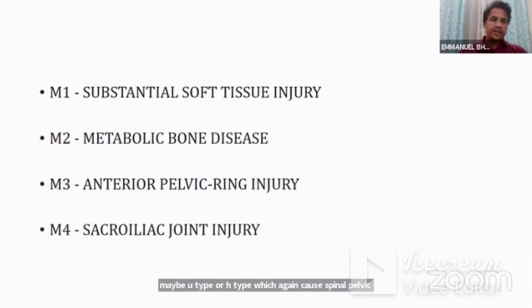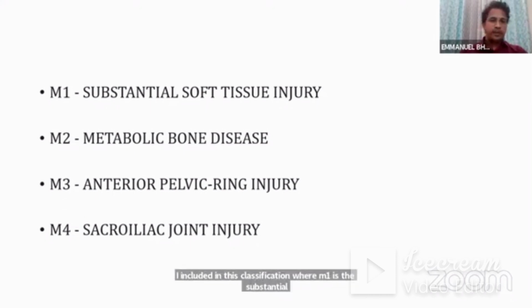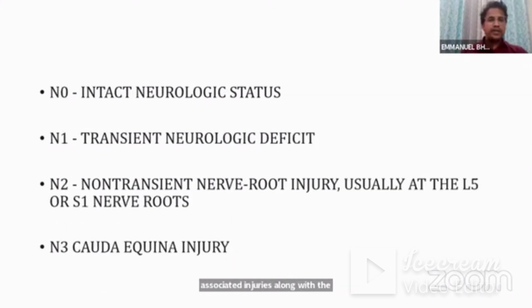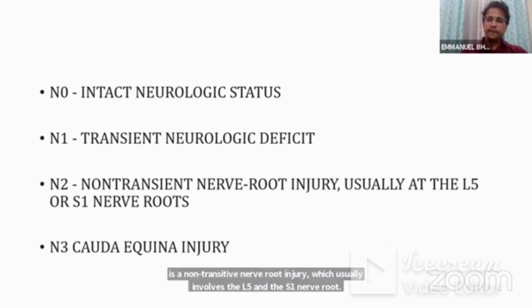Now, there are patient-specific modifiers which are included in this classification, where M1 is the substantial soft tissue injury. M2 is mainly the metabolic bone disease. M3 is the anterior pelvic ring injury. And M4 is the sacroiliac joint injury. These are associated injuries along with the sacral fractures. Then there is a neurological component that is included here. N0 is the intact neurological status of the patient. N1 is transient injury. N2 is a non-transient nerve root injury, which usually involves the L5 and the S1 nerve root. And N3 includes the cauda equina injury.